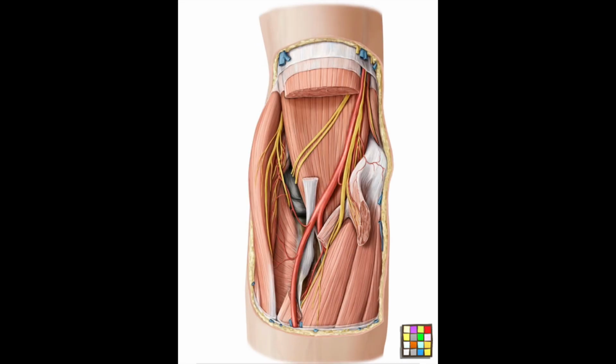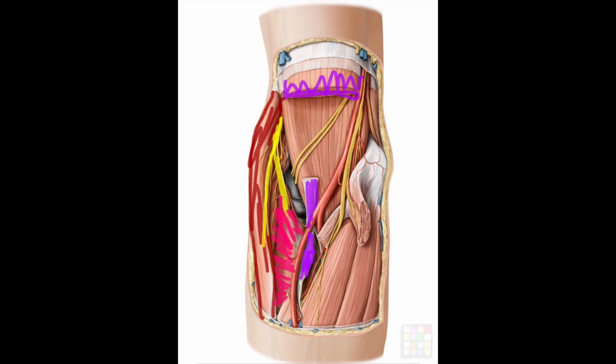Well, let's look at a deeper dissection. Here, biceps has been split, so this is the proximal stump. Here's the tendon, and the radial tuberosity will be here. Brachioradialis has been retracted laterally to reveal the radial nerve deep to it. Superficial branch here, deep branch here, plunging into the supinator muscle, wrapped around the proximal radius.